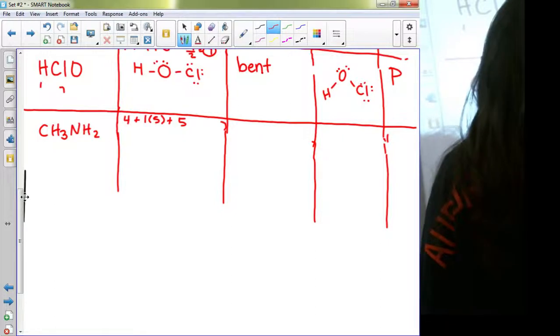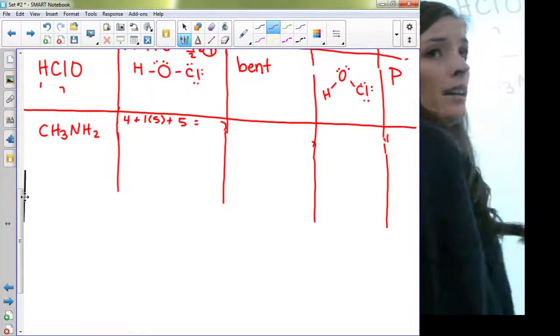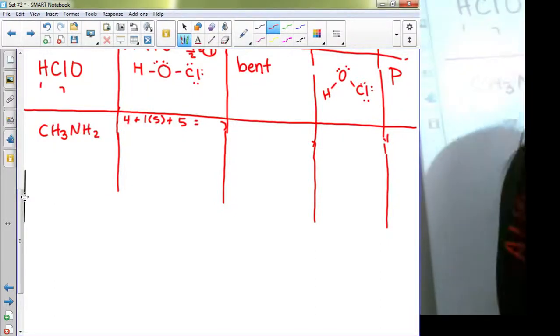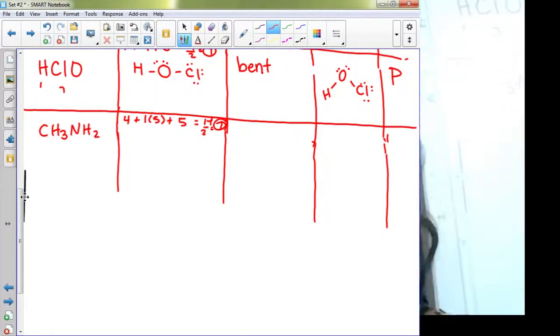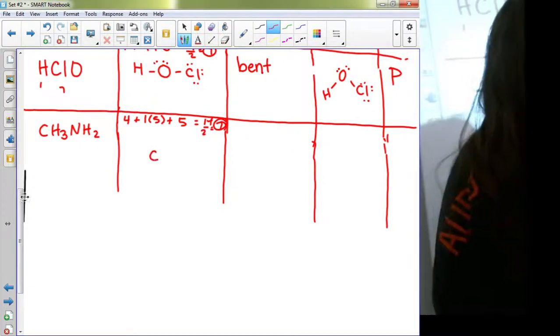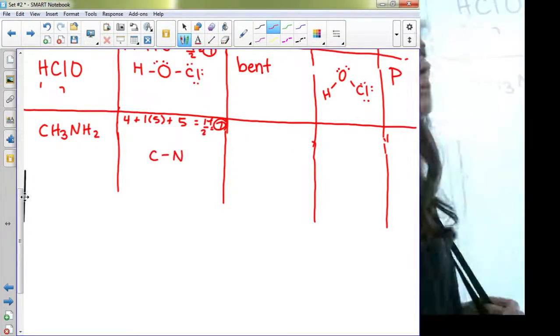So 4 plus 5 is 9, plus 5 is 7. There's electrons here. So we've already said our carbon and our nitrogen should be in the middle.